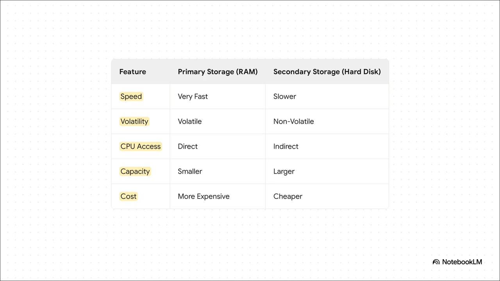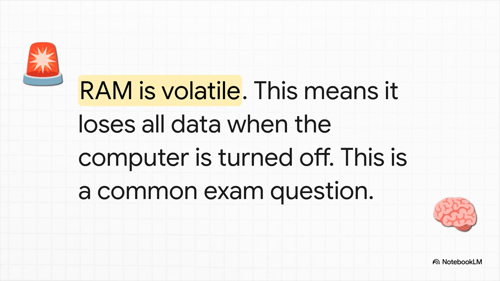exam, and that's volatility. Okay, here's your MCQ alert. RAM is volatile. You absolutely have to remember this. Volatile just means that as soon as the power is turned off, anything in RAM is gone. It's completely erased. That's why you always have to save your work to the hard disk. The hard disk is non-volatile, so it keeps your data even when the computer is off.